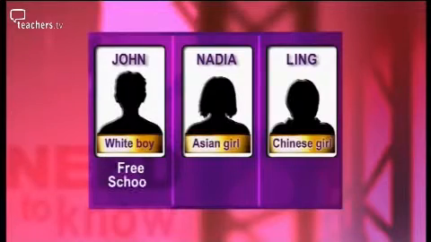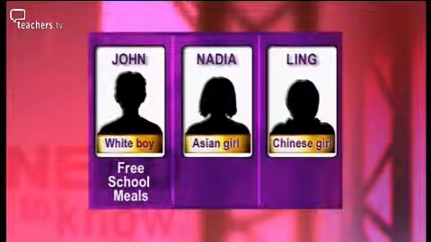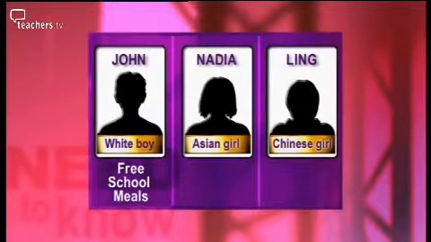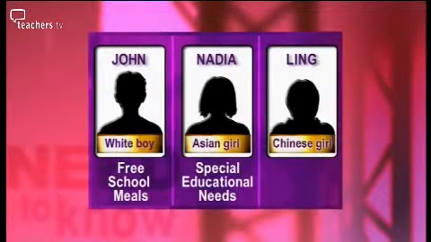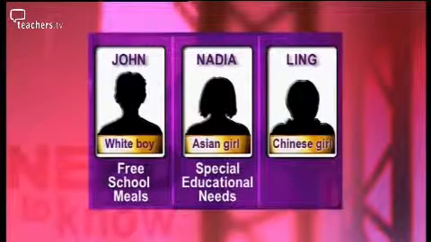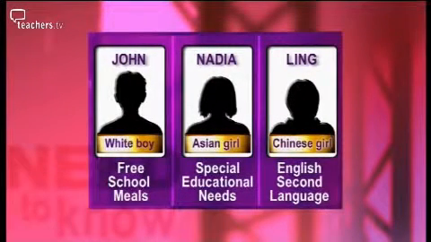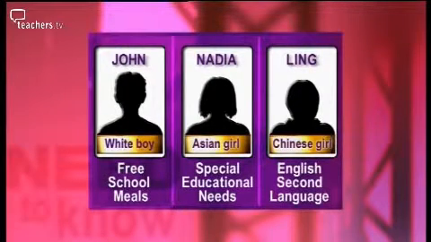John is a white boy with English as his first language and he is eligible for free school meals. Nadia is a girl from a Bangladeshi background and she has special educational needs. Ling is a Chinese girl and Chinese is her first language. Their individual CVA scores are based on a calculation that predicts how well each child will perform based on the attainment of other children from a similar background with similar attainment.